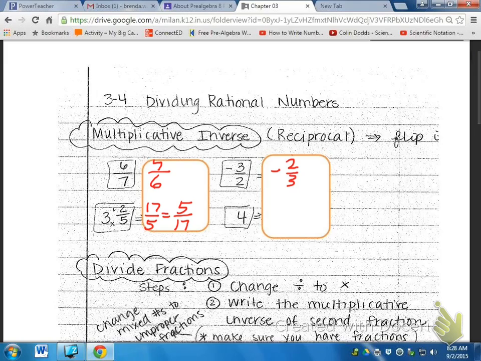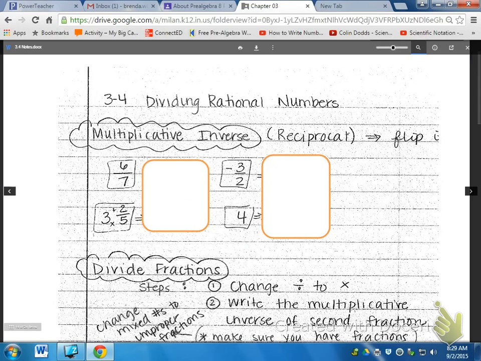Okay, last but not least, the number 4. To make that a multiplicative inverse, what do, Layla? You put 4 over 1, then flip it. Yep, put 4 over 1, then flip it, so it would be what? 1 over 4. Okay, questions about that? So you have to be able to do a multiplicative inverse to do this.